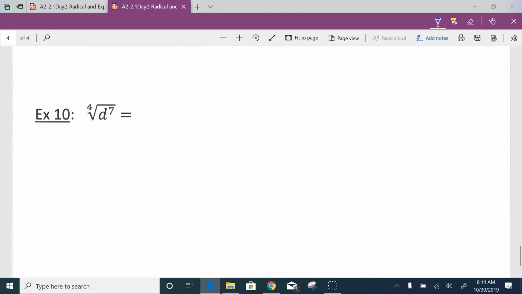And finally, let's go to number 10. This one's really easy. D, we don't know what it's equal to. All we can do is convert it from radical form into exponential form. So it's going to be d. The exponent inside the house is my numerator. The root on the outside is my denominator, and I'm done. So that's kind of the quick and fast version of the notes.